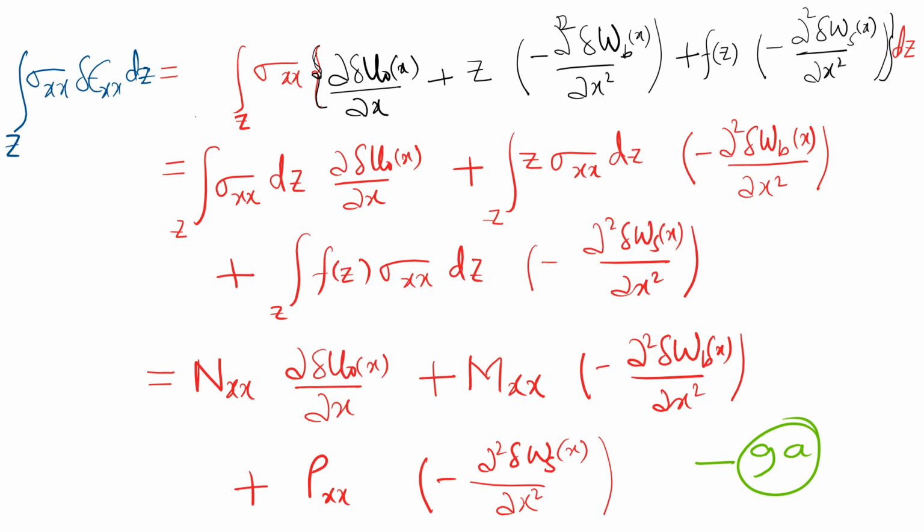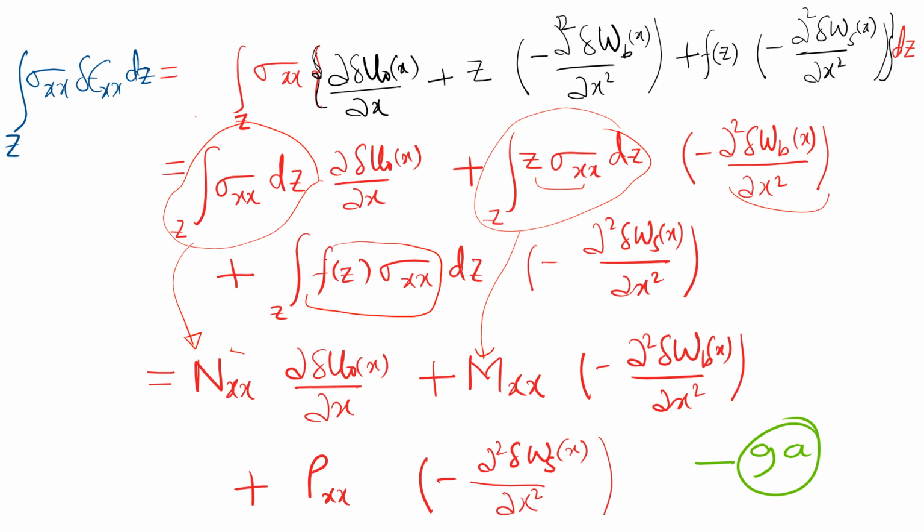Now we have written again the same sigma xx dz and all. So we know that the integration of sigma xx dz we write as Nxx, the force resultant. Again, z times sigma xx integrated, we write as Mxx. Mxx times the second derivative of wb by del x square, and then fz times sigma xx integrated with respect to z, we have written as Pxx.